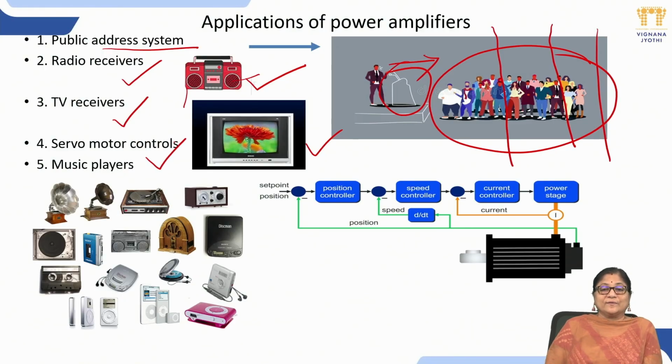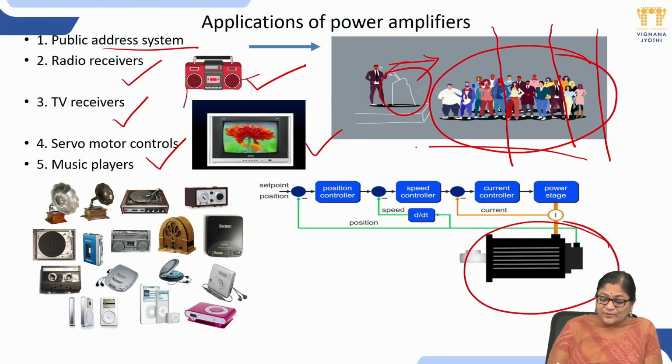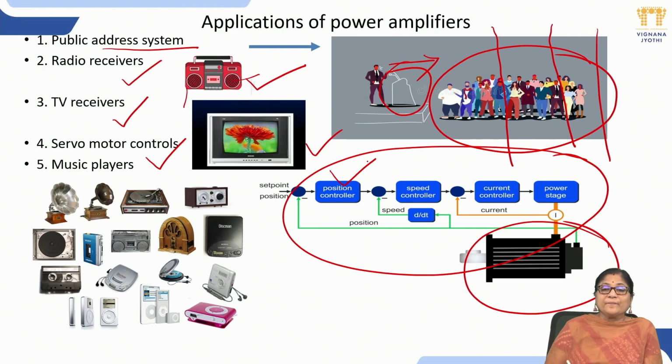Then servo motor controls. In industrial use, motors are controlled using small control signals, but those control signals do not have the power to control larger motors like servo motors and stepper motors. This is a servo motor control where it is controlling its position, speed, and current, and finally it controls its power. So to drive larger loads like servo motors and stepper motors in industries, we require power amplifiers inside the amplification section. There are different feedback loops and so on.